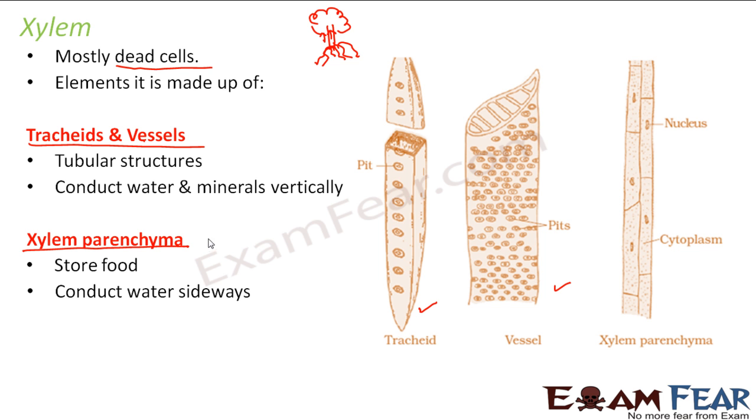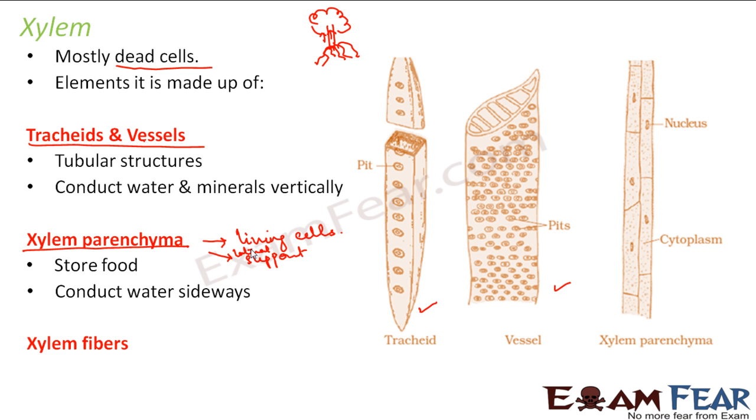So this sideways conduction of water is done by xylem parenchyma. These xylem parenchyma are living cells, right? They also provide lateral support, and they support the tracheids and the vessels. So they provide lateral support.